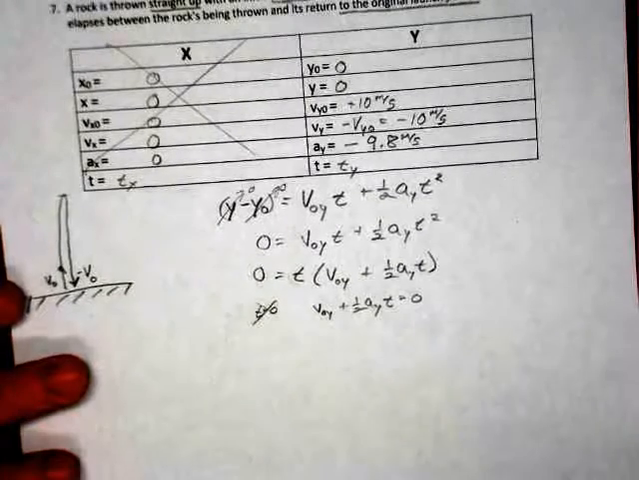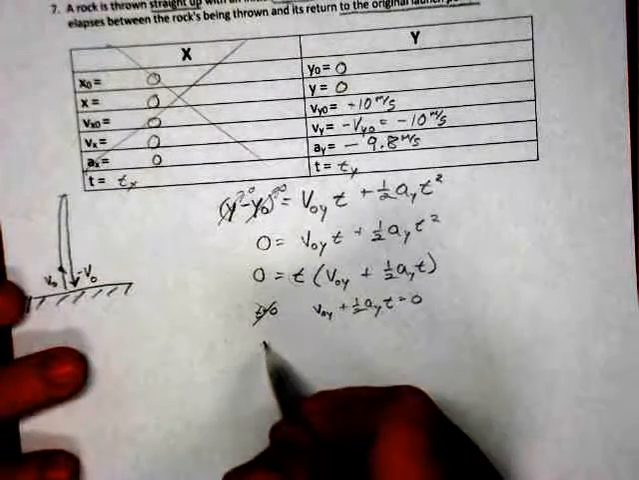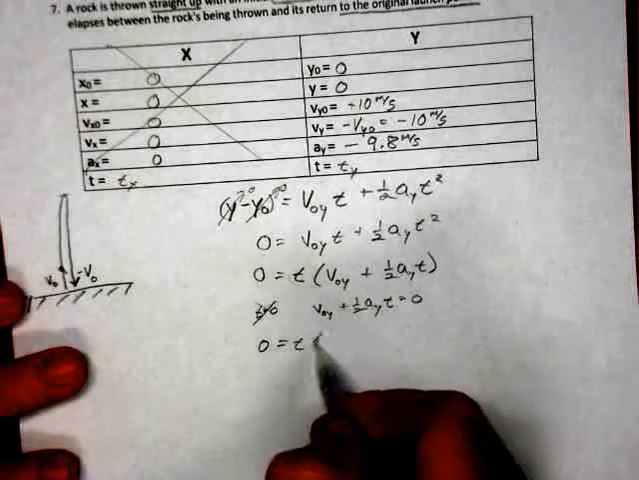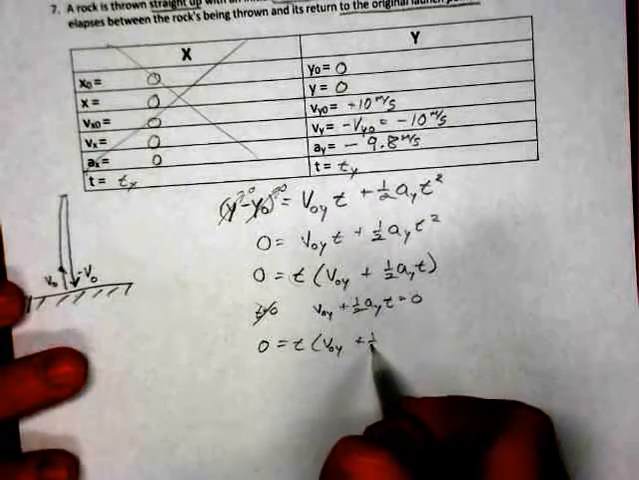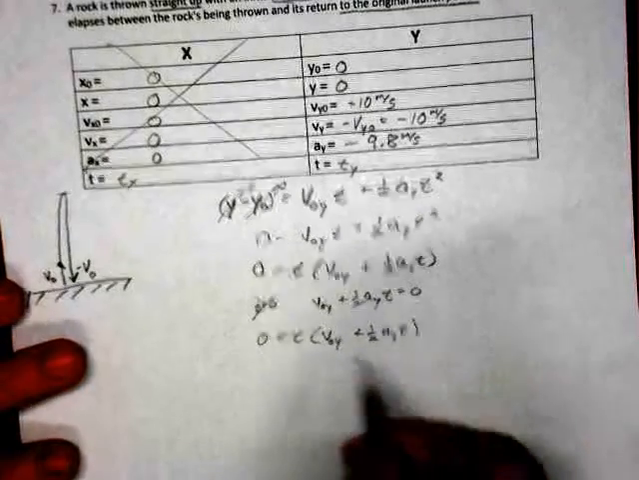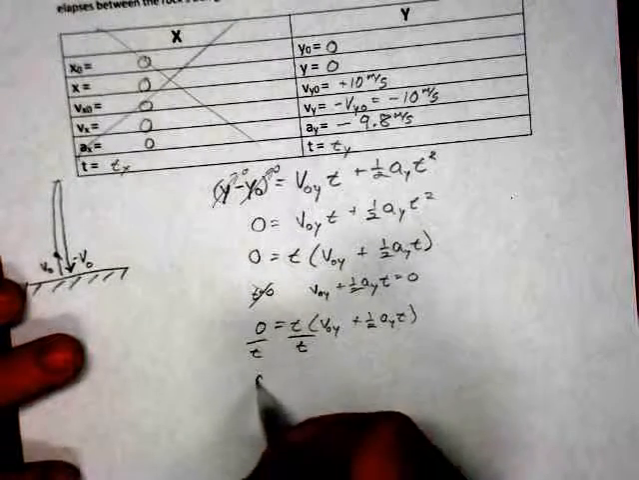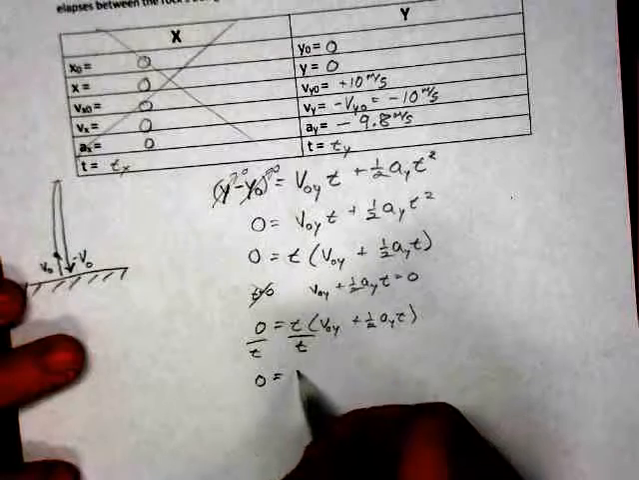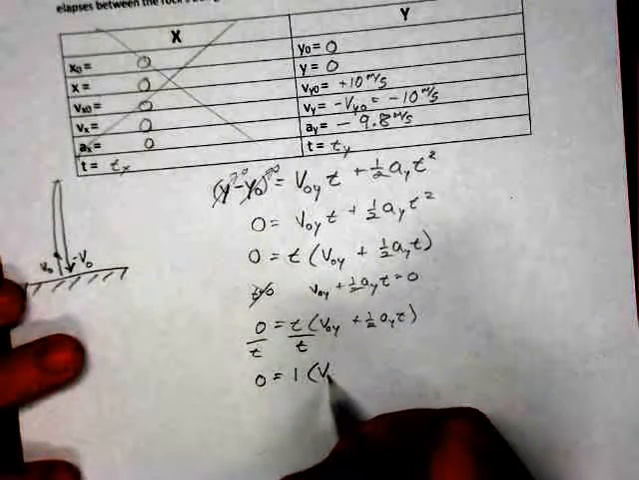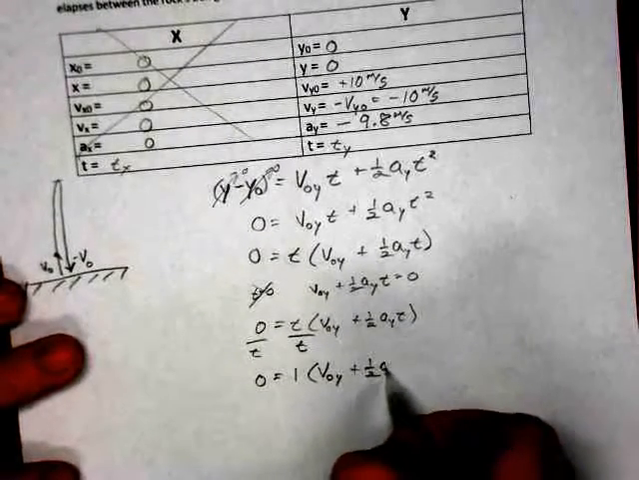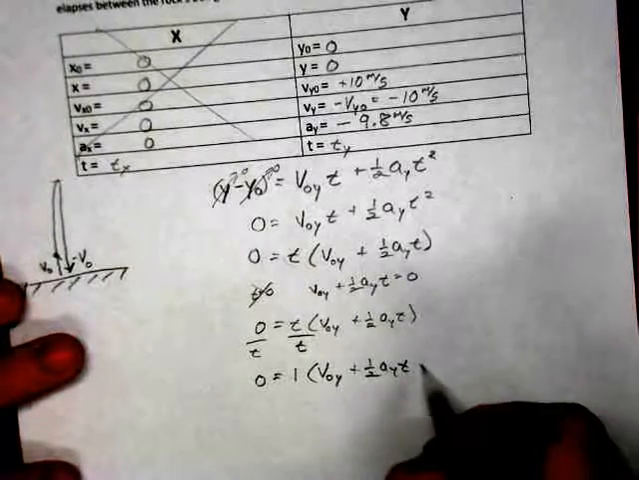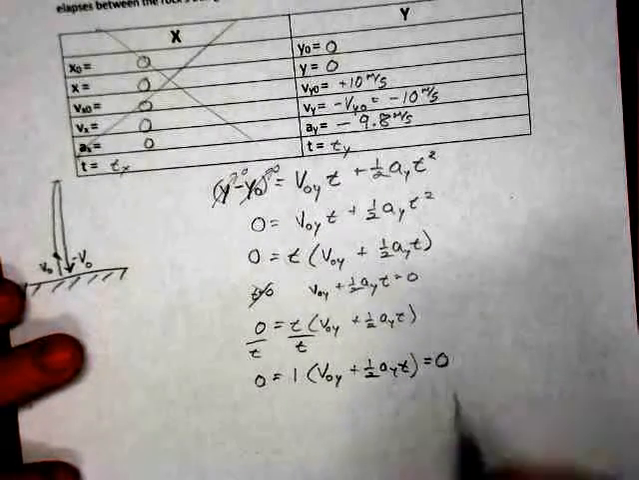Well, what if you don't really think that way? There's another way to think about it too. You can just say, I'm going to divide each side by time. 0 divided by t is 0, and t divided by t is 1. So 1 times v0y plus 1/2 ayt definitely is going to be equal to 0.